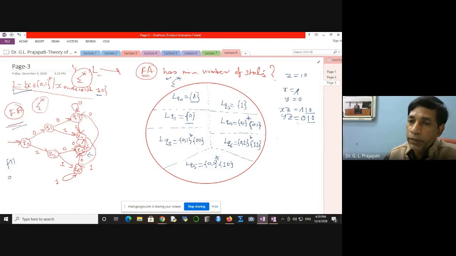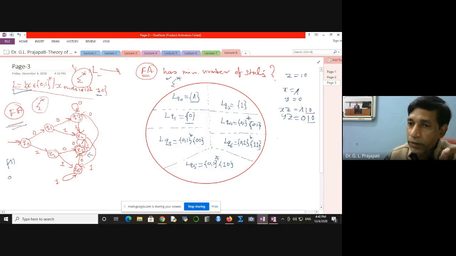So question is that you may have some other z, so try to identify the other z. Any strings you can take, say the strings that end with 10. If z can be taken as all such strings which end with 10, then on concatenating with x and y you will find that xz is in the language and yz is also in the language.